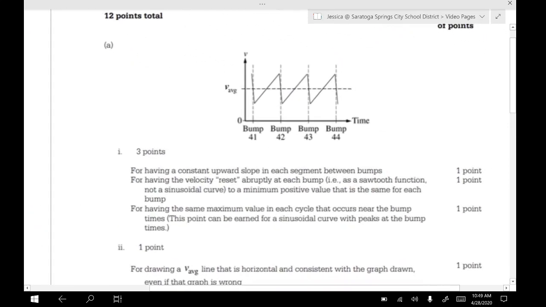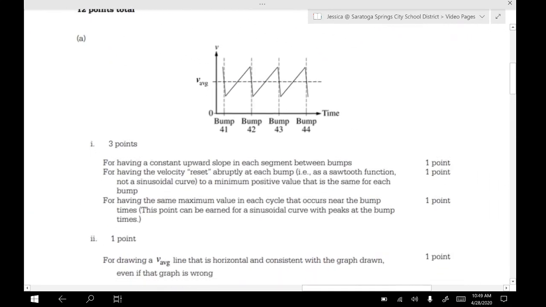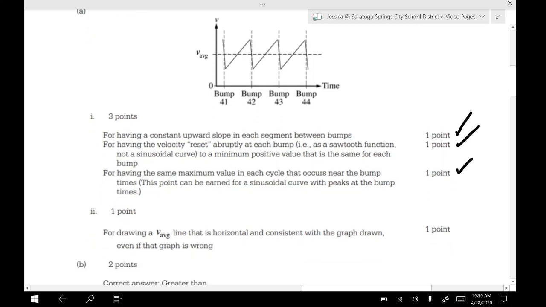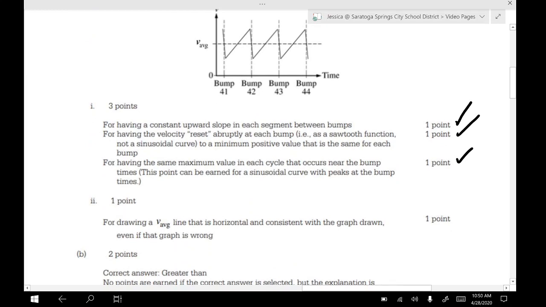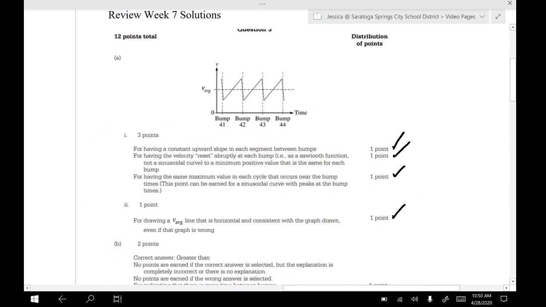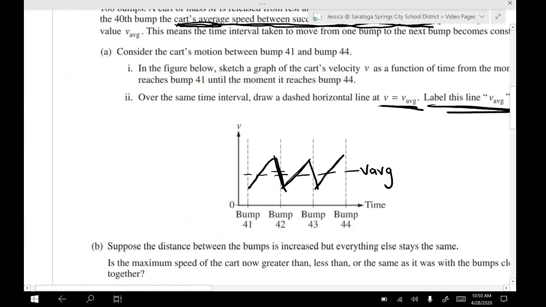All right, so part A1 is 3 points. I have a constant velocity upward slope for each segment, because we're accelerating. I have that. For having the velocity reset abruptly at each bump, I have that because we have to slow down. For having the same maximum value in each cycle, I have that. And then I need 1 point for drawing a V average line that's horizontal and consistent. Yep, I have that. Hooray! I got 4 points of the 12.